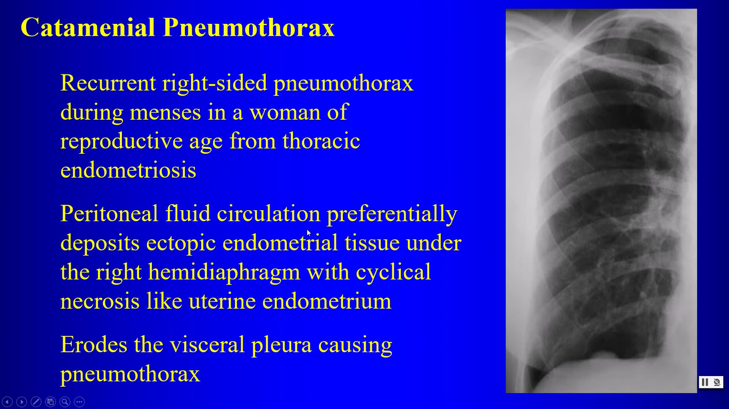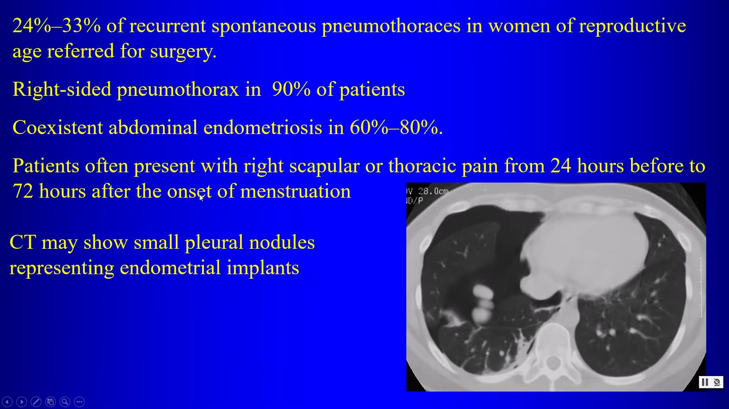So what happens is that the peritoneal fluid preferentially deposits this ectopic endometrial tissue under the right diaphragm. And this can get access because of connections between the pleural space, especially on the right side, and the peritoneum. So some of that endometrial tissue can get into the pleural space, erodes the visceral pleura, causing pneumothorax. So up to a third of recurrent spontaneous pneumothoraces in women of reproductive age referred for surgery can be a result of catamenial pneumothorax.